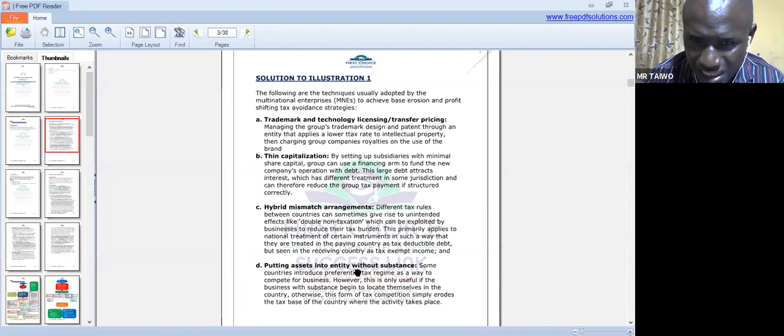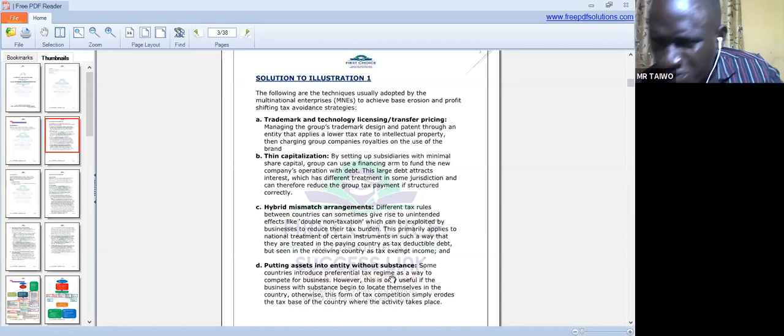They said putting assets into entity without substance. Look at how they put it there. They said some countries introduce preferential tax regime. Like Nigeria now, we have a lot of preferential tax regimes for the oil sector, the tourism sector, and so on. Some of them are so ridiculous in the sense that they reduce the tax liability.